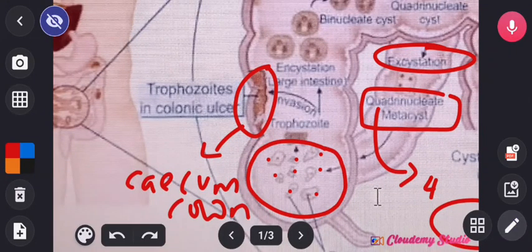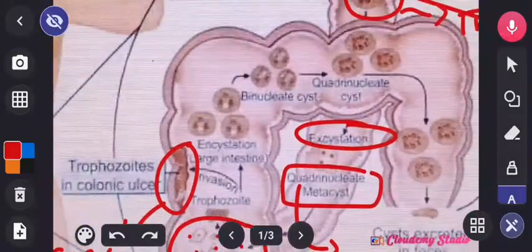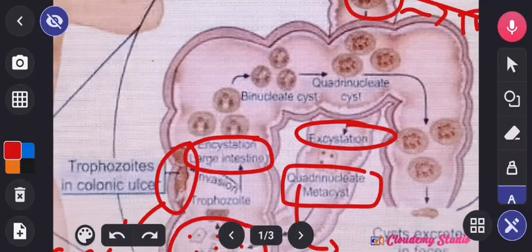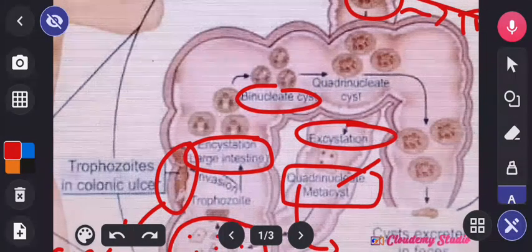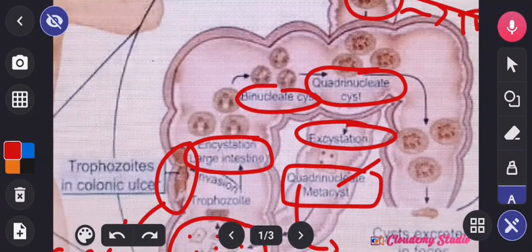Now, some of them encyst. They go back into cysts. Once they encyst, they develop into what we know as a binucleate cyst, which means a cyst that has 2 nuclei. Then they undergo binary fission again, or should I call it multiple fission, and develop into a quadrinucleate cyst.